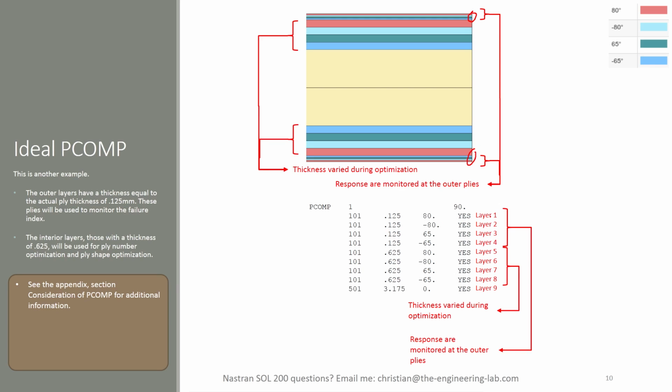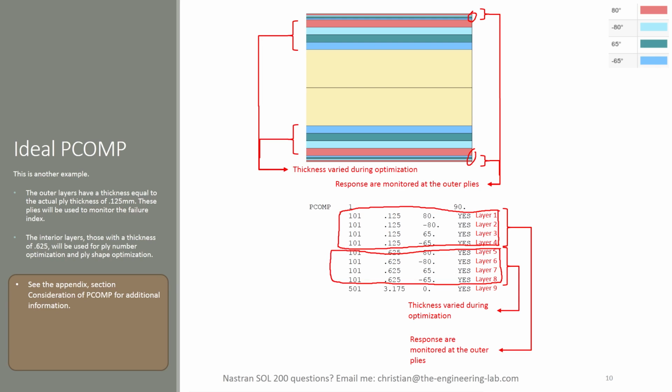So here, the first few layers are going to be fixed. You notice that the ply thickness, or the layer thickness, is 0.125, which is the ply thickness. So those layers are going to be fixed during this optimization. It is the other layers, 5 through 8, that I'm actually going to be varying during the optimization.